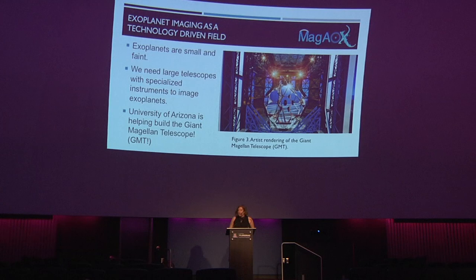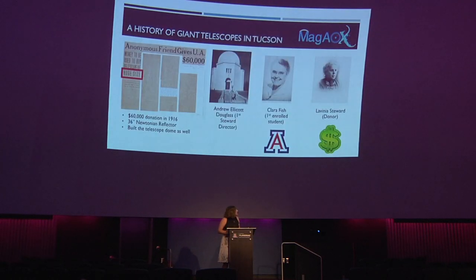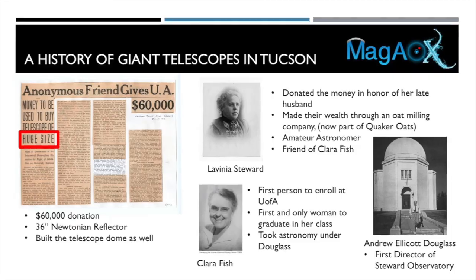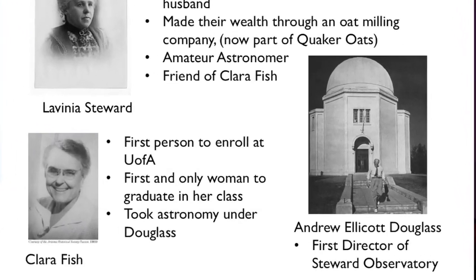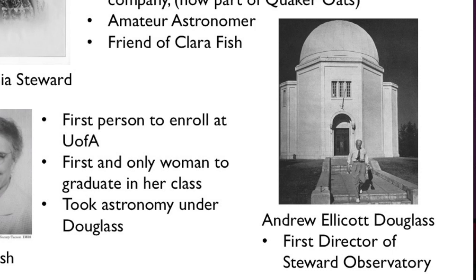So these things are massive. And so at the University of Arizona, we've been interested in massive telescopes right from the get-go. In 1916, Andrew Ellicott Douglass, who was the founder of Steward Observatory, the first dean, wanted to build our first telescope dome and build the first telescope.